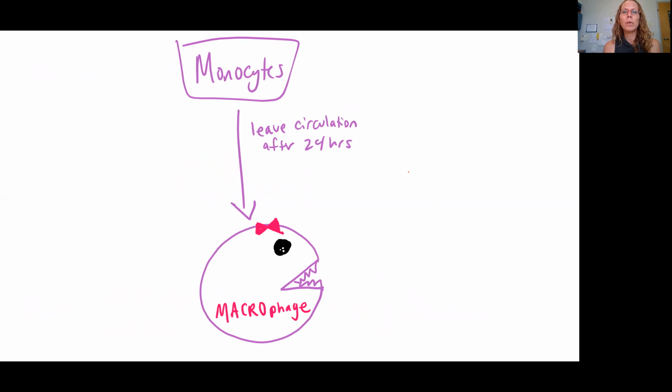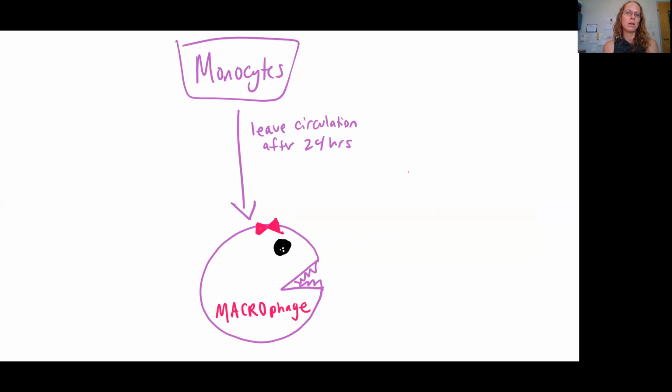And then our final population to talk about are those monocytes. Monocytes are going to be in circulation for about 24 hours and then leave. And when they leave, then they're going to be called macrophages. So monocytes give rise to macrophages. Macrophages, we're going to see lots and lots of places in the body. We've already talked about them before. We actually talked about them in AMP1.